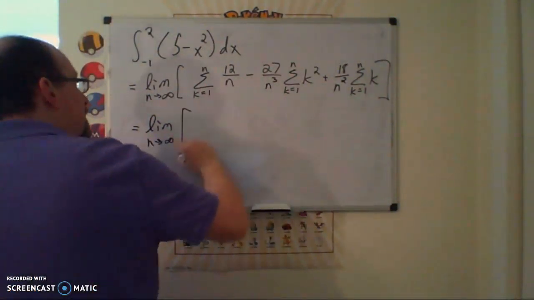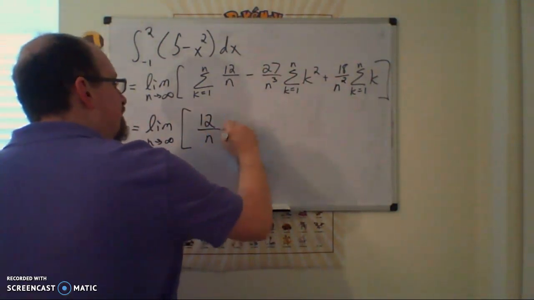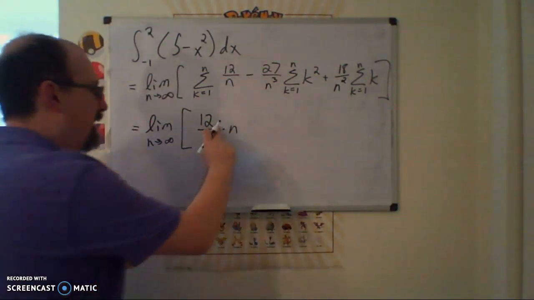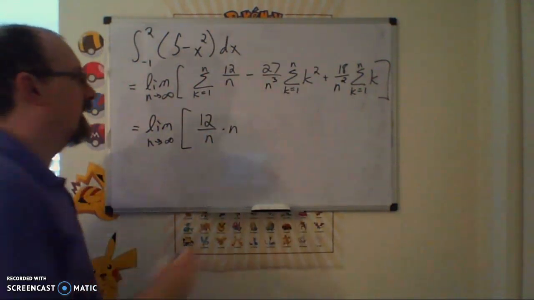All right. So the first guy is a constant. We just take the constant and multiply it by n. Make sure that's clearly a multiplication. There we go.